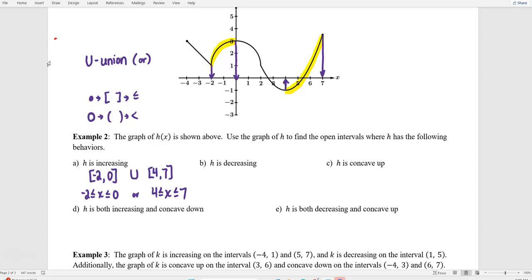Okay, so I've talked a lot. I want you guys to try to finish this up. Find the rest of the parts for B through E for me here. And I'm going to freeze the screen right there.